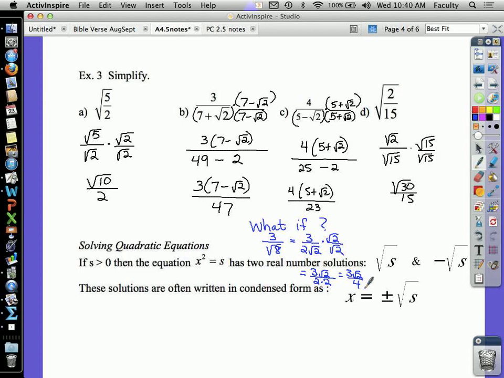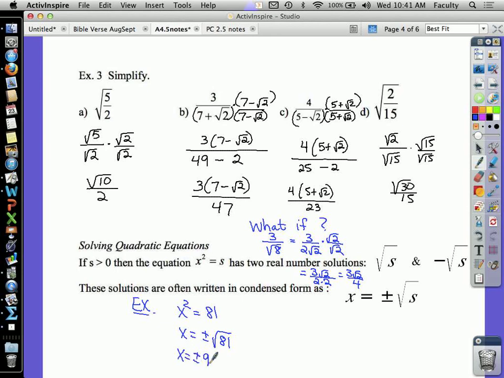review and help us with solving quadratic equations. Now we're going to assume that s is positive, and if you have x squared equals a number, there are 2 solutions. x equals plus or minus the square root of s. So for example, if I said to you that I have x squared equals 81, that's actually plus or minus the square root of 81, which is plus or minus 9.